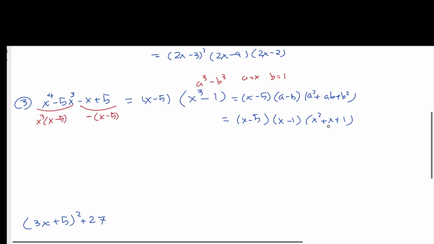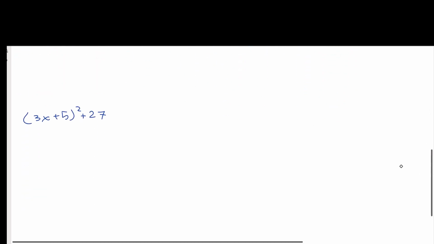this is the quadratic factor of difference of cubes, and those only have complex solutions, and in this section we don't need to factor them further. Now let's look at this one.